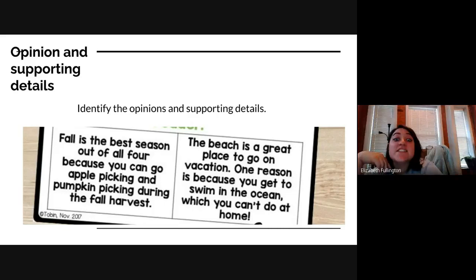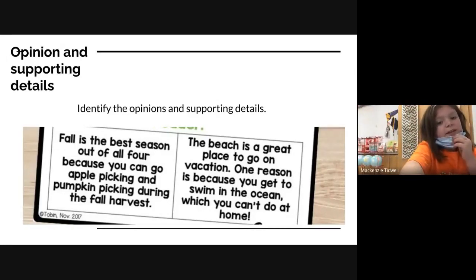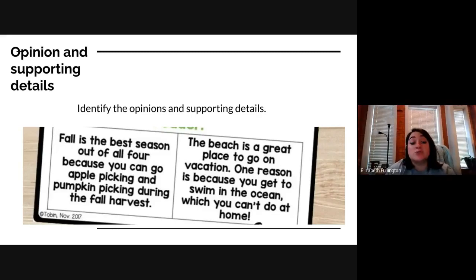The beach. Yes, that's right. Good job. So it says here the beach is a great place to go on vacation. Oh, they obviously gave you a clue on what their reason is. And Mackenzie, do you know what that reason is? The beach is a great place to go on vacation. One reason is because you get to swim in the ocean. Yep, it's because you get to swim in the ocean.